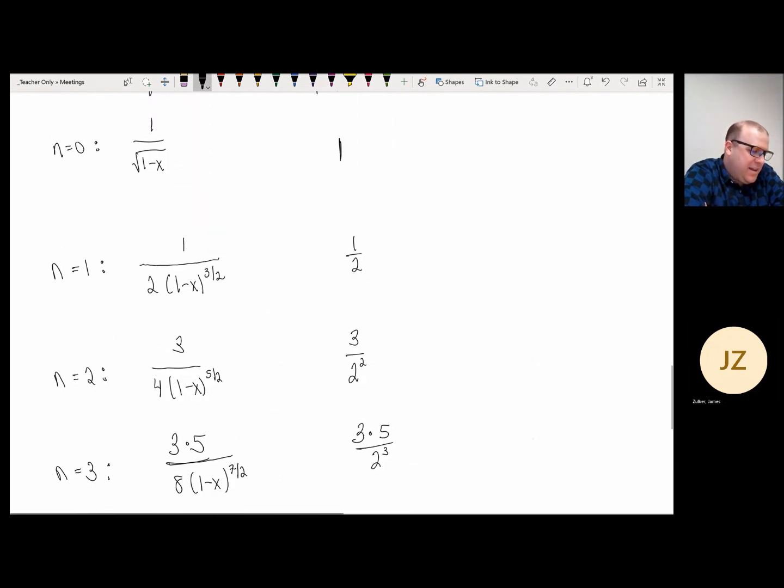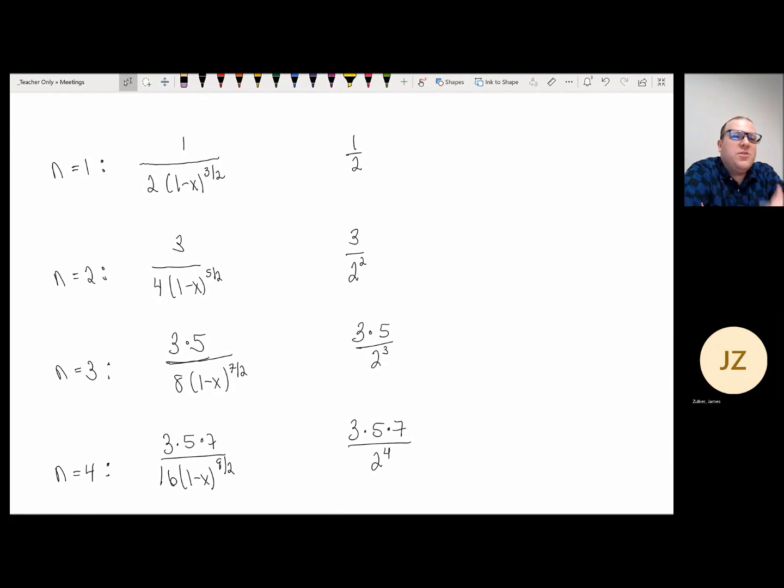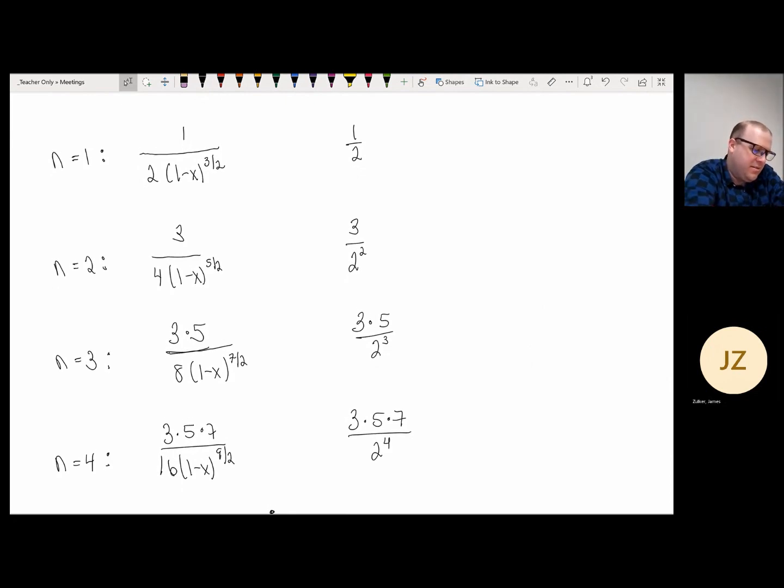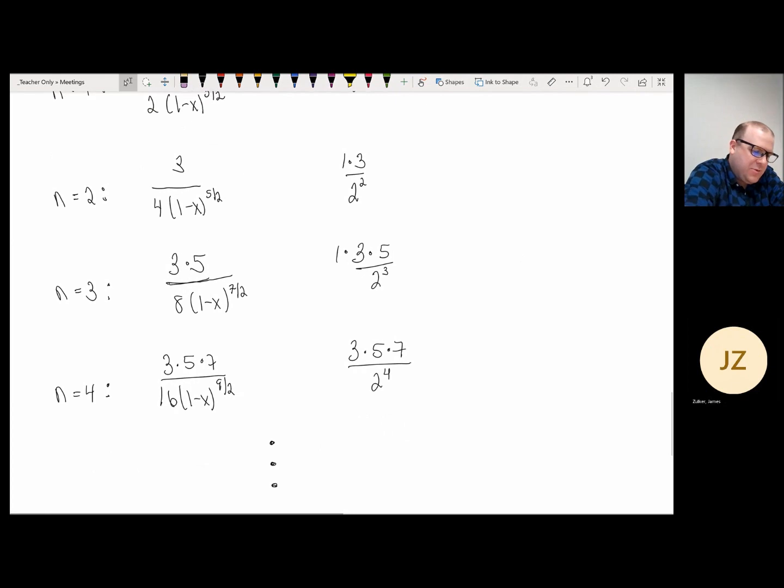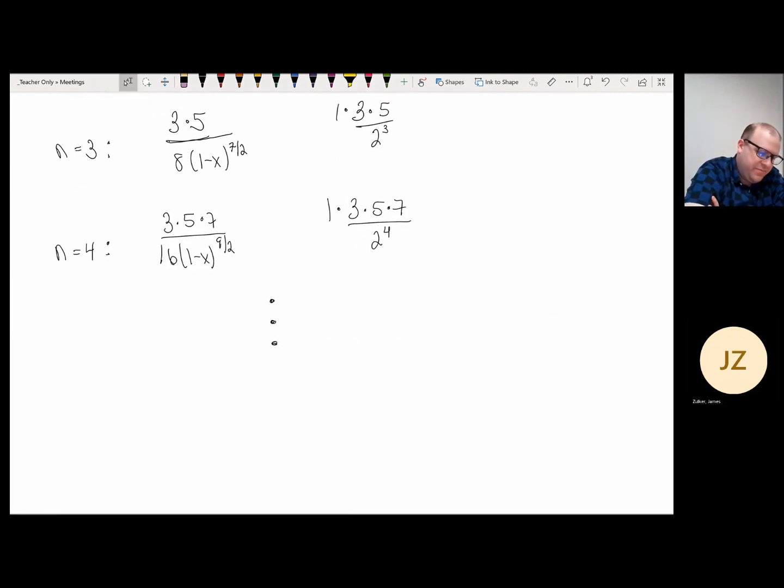Let's see, ignoring n equals 0 for now, we're just looking at the derivatives. 1/2 to the first. When n equals 2, 1 times 3 over 2 squared. When n equals 3, 1 times 3 times 5 over 2 cubed. When n equals 4, 1 times 3 times 5 times 7 over 2 to the 4th.